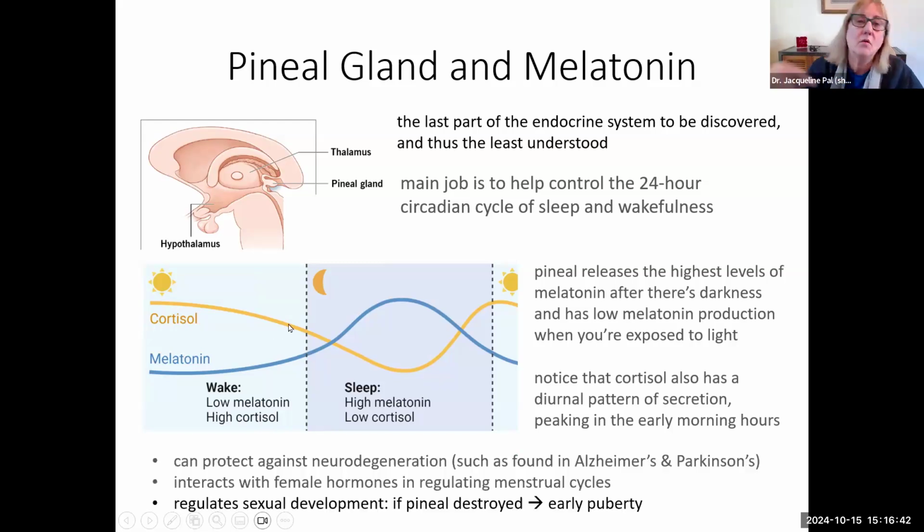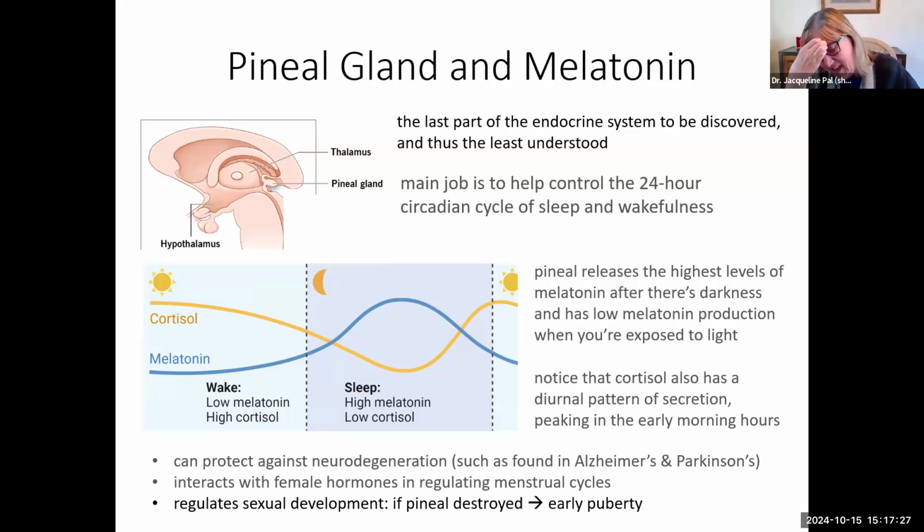All right. So getting back to melatonin, we know it can help protect against neurodegeneration. So in other words, this melatonin cycling can help protect against Alzheimer's and Parkinson's. And so folks who do this dark and light cycling, we know that they have a lower incidence of Alzheimer's and Parkinson's. So it's another reason to do that. We also know it interacts with female hormones and helps regulate the menstrual cycles. Now, the bad news is we don't do a whole lot of female physiology stuff because all the initial studies on human physiology were done on 18 to 21-year-old male military recruits.